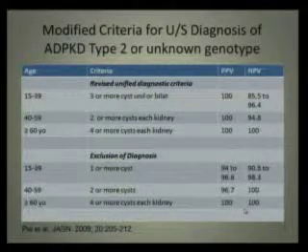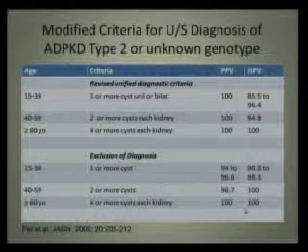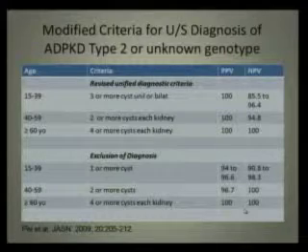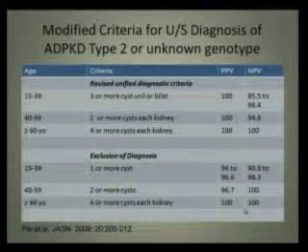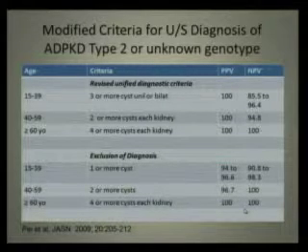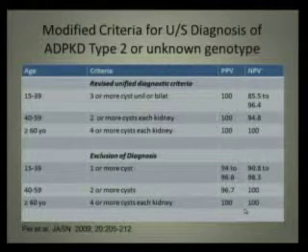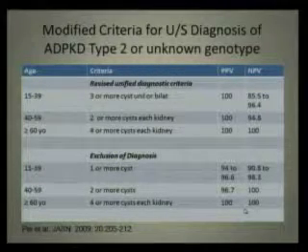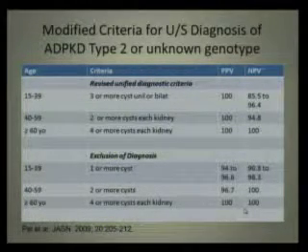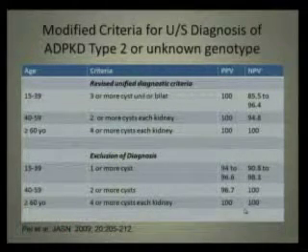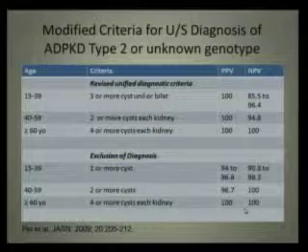And to exclude the diagnosis in a person with a family history, if they're 15 to 39 and have 1 or more cysts, then you really can't. At 40 to 59, 2 or more cysts, and at more than 60 years old, 4 or more cysts in each kidney. So they'll have to have less than that to be excluded. And these are the positive and negative predictive values.